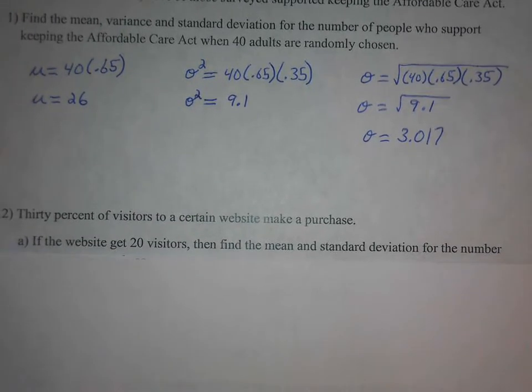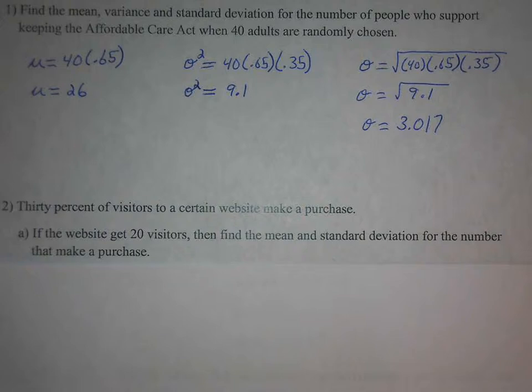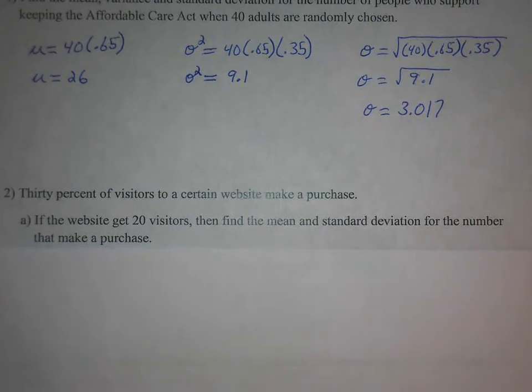Okay, another example, I'll just give you a minute if you want to try it. 30% of visitors to a certain website make a purchase. If the website gets 20 visitors, find the mean and standard deviation for the number that want to make a purchase.